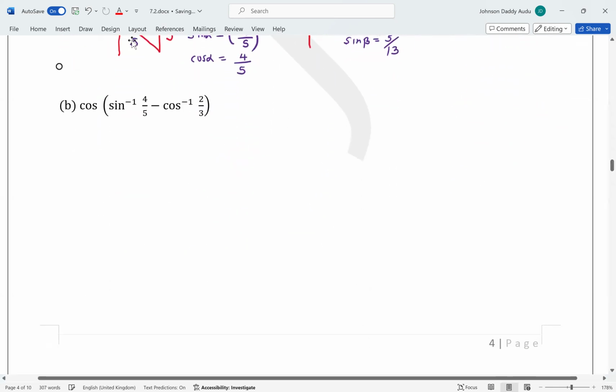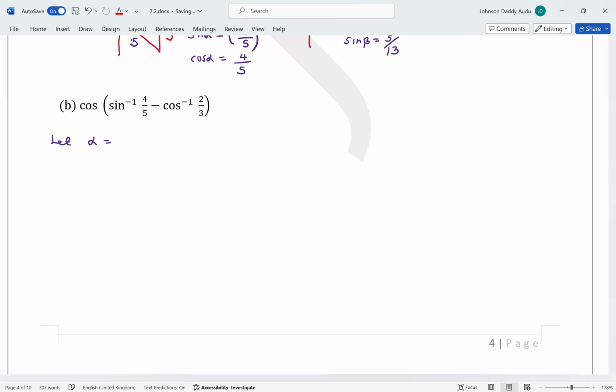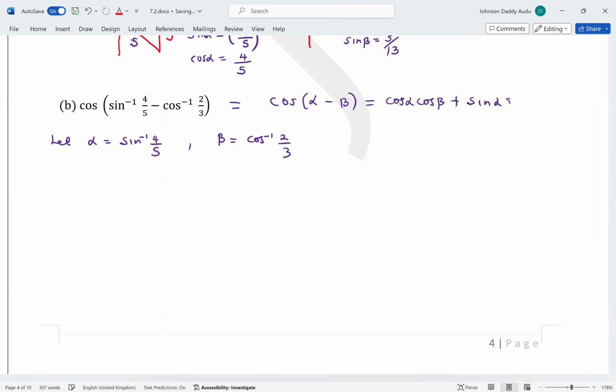All right, so similarly here, we'll do the same thing. We will let alpha be sine inverse of 4 over 5, and we will let beta be cosine inverse of 2 over 3. Now, it means the problem will reduce to cosine of alpha minus beta. And this is nothing but cosine alpha, cosine beta, plus sine alpha, sine beta, right? So let's play with this one now.